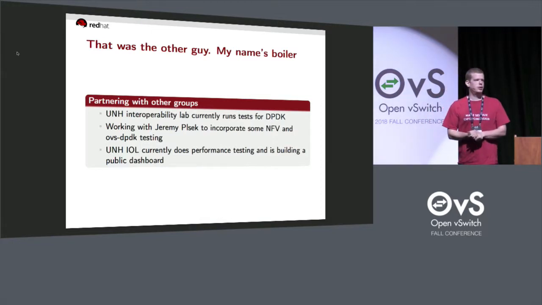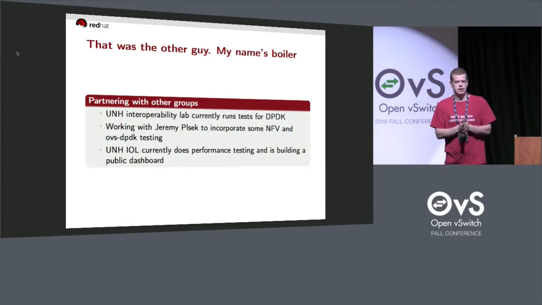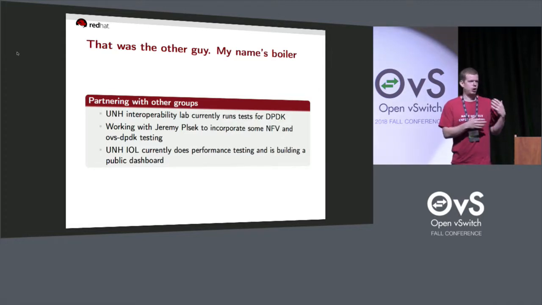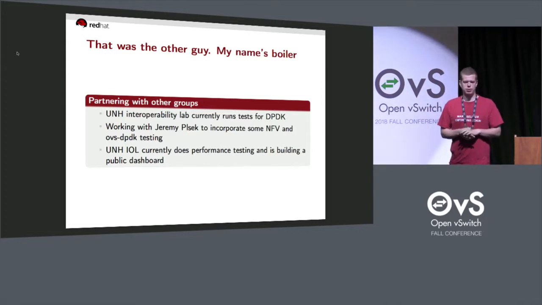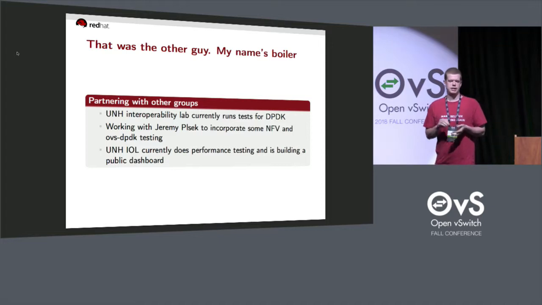Some other work that we're doing is partnering with the UNH Interoperability Lab. They currently do testing for DPDK, performance testing. My contact there is Jeremy Pilchik, and he's going to work with this robot that we have, and we're going to integrate that there, or wherever the actual hardware may be. We're going to do some more OVS DPDK testing. We're going to do some NFV testing.